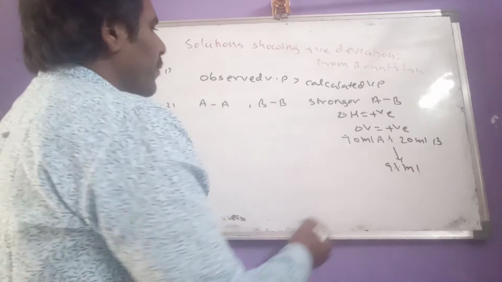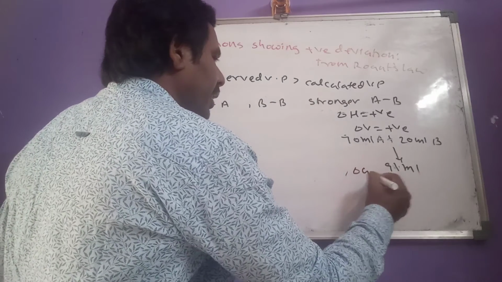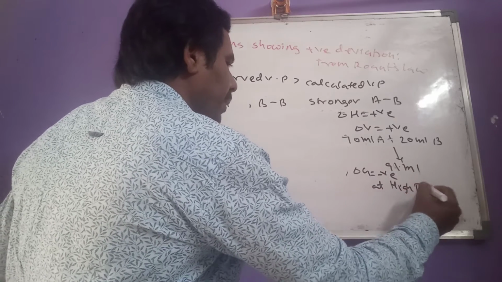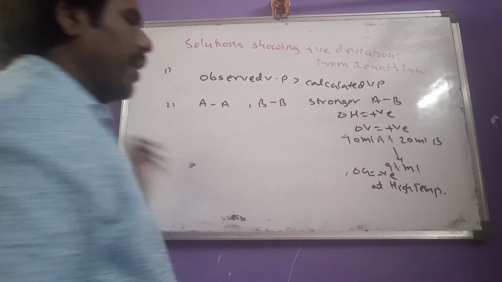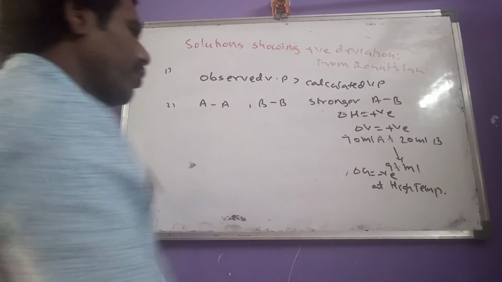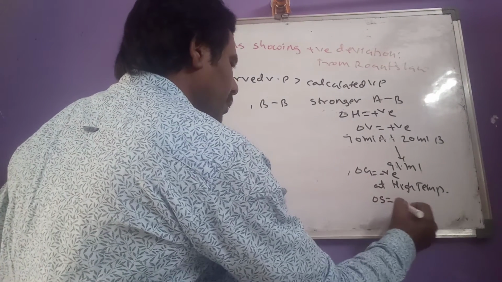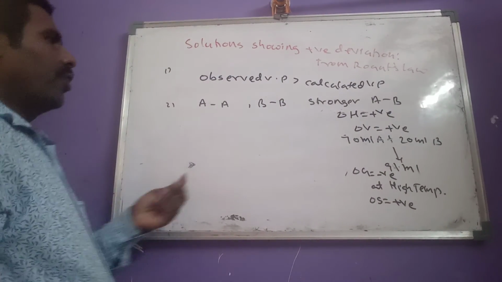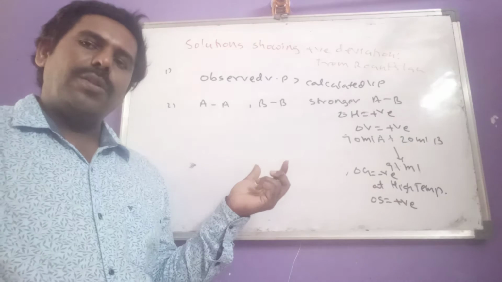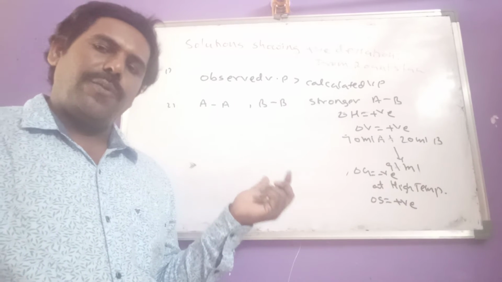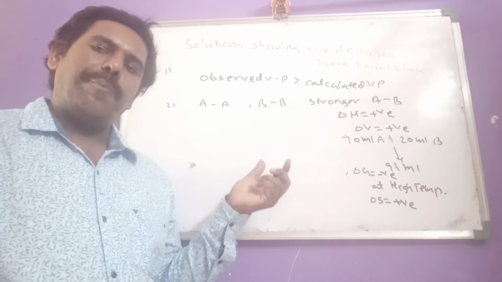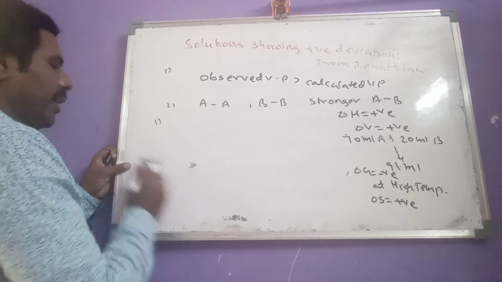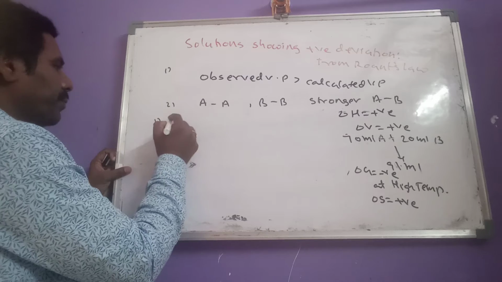And for this type of solutions, delta G is negative, but only at high temperatures. Only at high temperatures delta G is negative, and delta S is positive. Okay, then after that we have to see the examples of mixtures of liquids which are showing positive deviation from Raoult's law. So the first example is here. What is that first example?